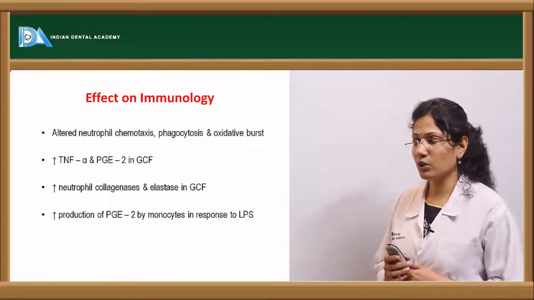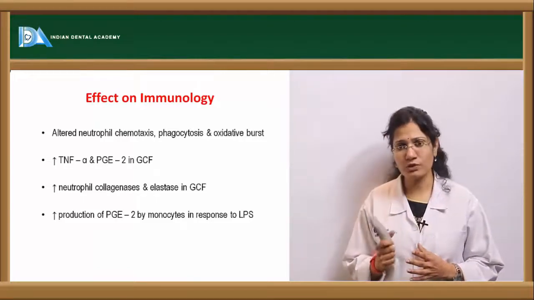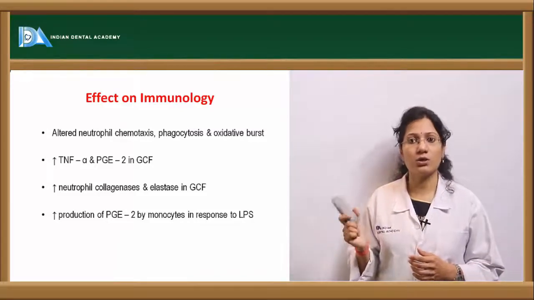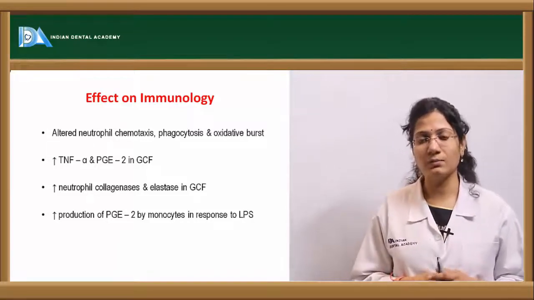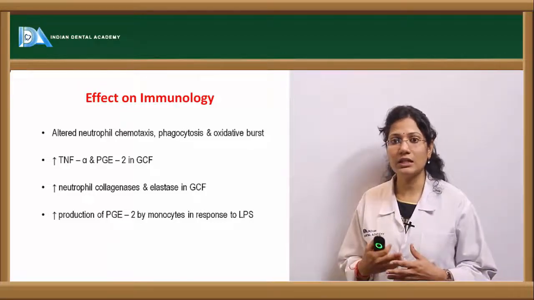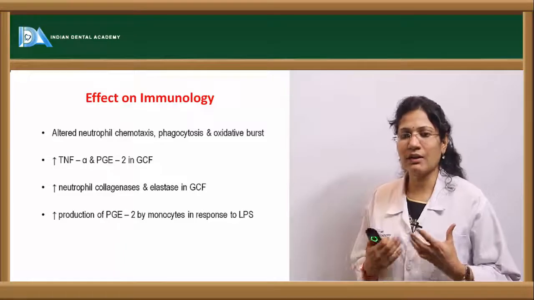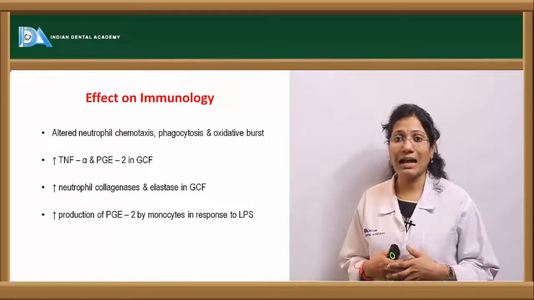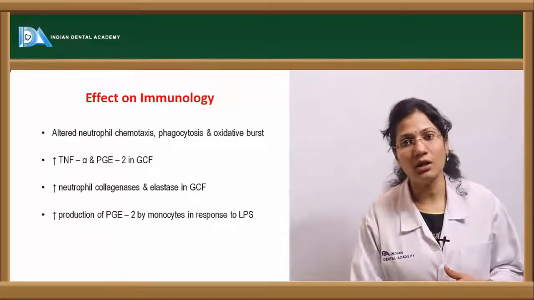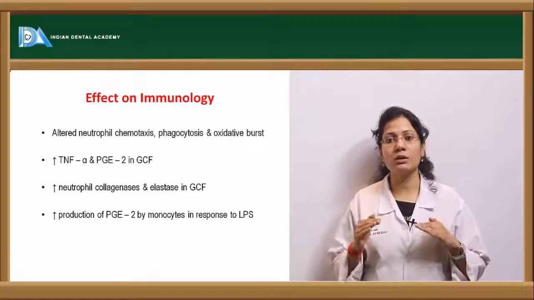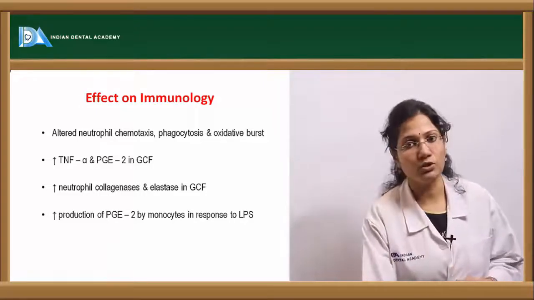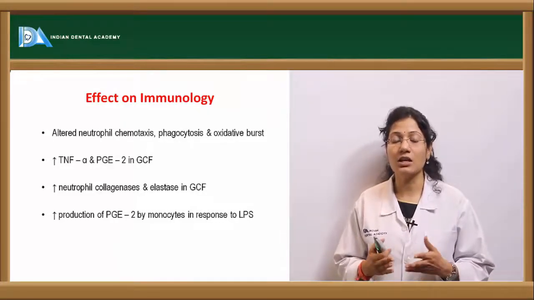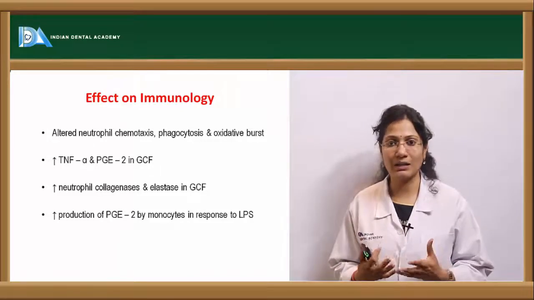When you see the effect on immunology, smoking most of the time causes altered neutrophil chemotaxis and phagocytosis, and there is an increased oxidative burst. Oxidative burst is a mechanism which releases lots of free radicals. Every cell in the body releases free radicals, but the body also produces antioxidants. These antioxidants and the oxidants, that is the free radicals, are balanced to keep the state of health in a normal individual. In a smoker, this balance is lost and there is an excess production of free radicals, so there are some damaging effects caused by these free radicals.